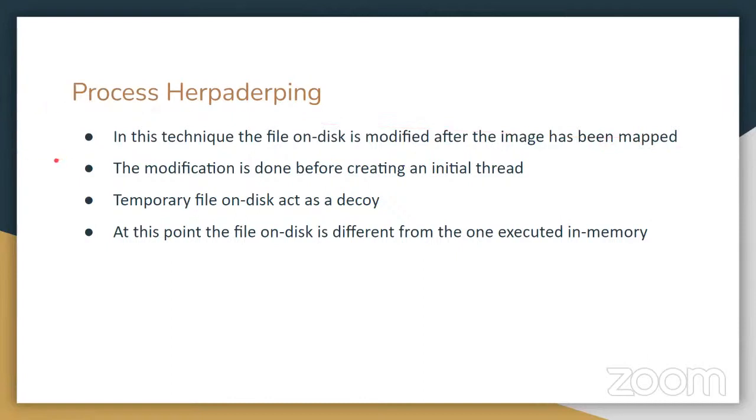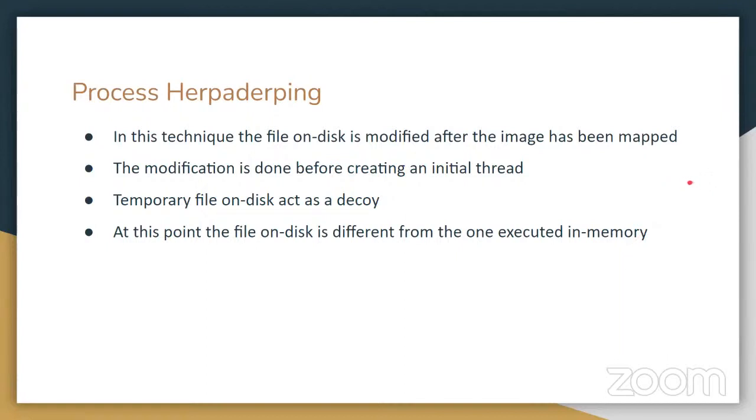Let's come to the second line. The modification is done before creating the initial thread, which means that before starting the initial thread, we have to modify our payload which is on the disk. So the question is, why do we need to modify the file on the disk? Because we already have the process object. We could just fix the process parameters and resume the thread, right? Like we did in process doppelganging.